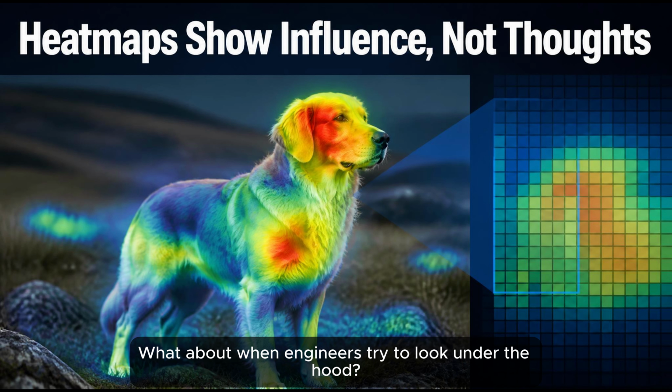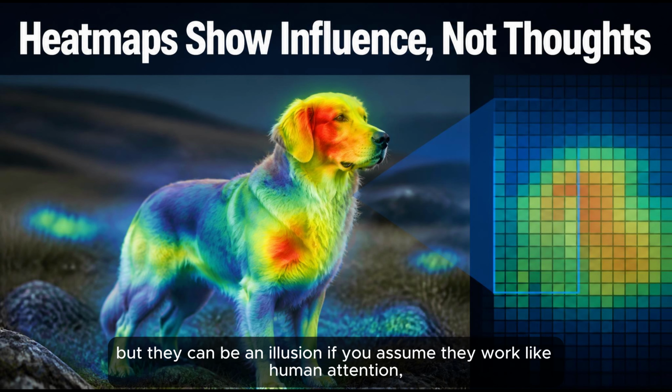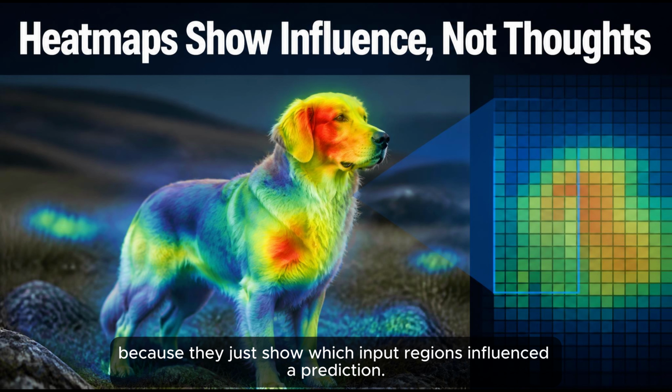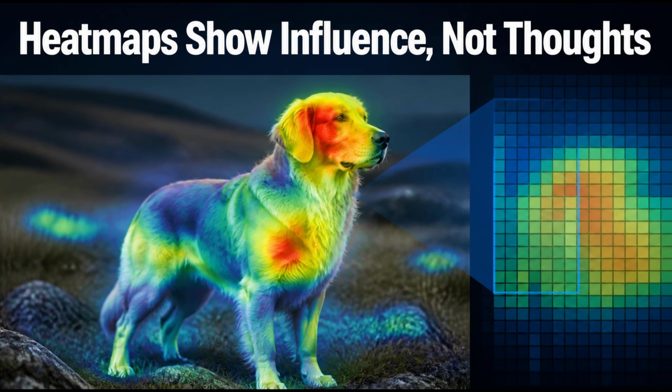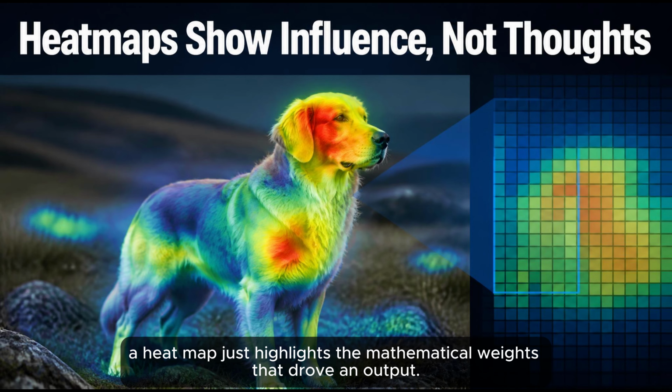What about when engineers try to look under the hood? They use these things called AI heat maps, right? Yeah, heat maps are common, but they can be an illusion if you assume they work like human attention. Because they just show which input regions influenced a prediction. They don't reveal thoughts or human-like reasoning. Exactly. A heat map just highlights the mathematical weights that drove an output.